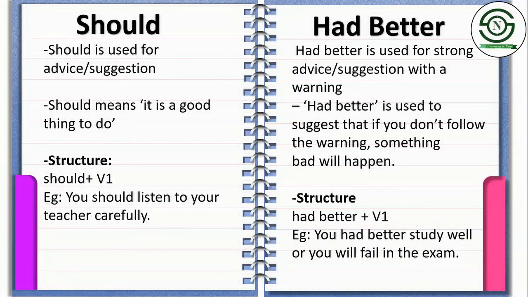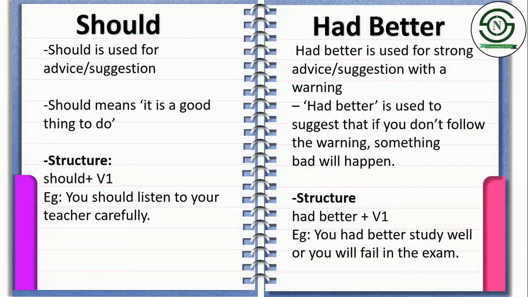With had better also, you use verb one. And an example is, you had better study well or you will fail in the exam. So there is an advice. The advice is study well. But along with that advice, what if one does not study well?